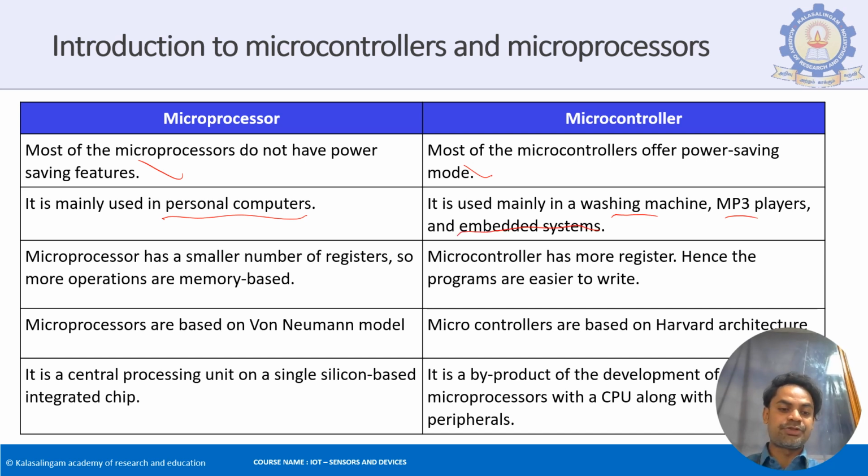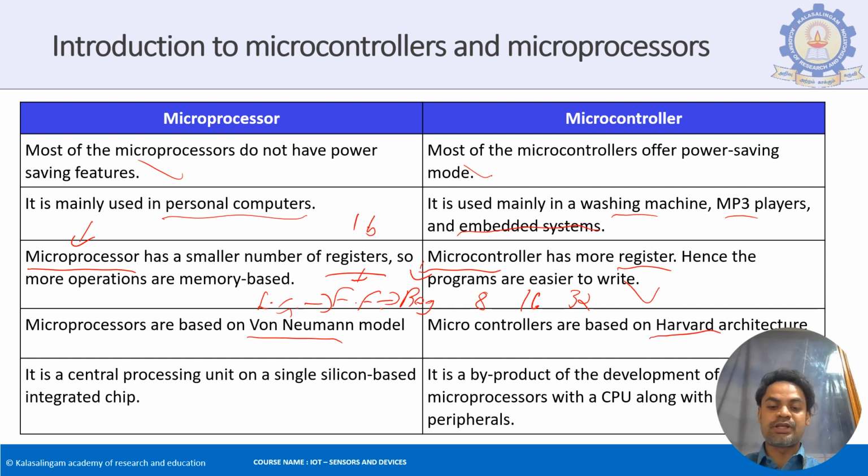Microprocessor has a smaller number of registers. Microprocessor internal registers, as I told you earlier: logic gates combine together to form flip-flops. Flip-flops are used to store 1 bit of data, and flip-flops combined together form registers. Registers can be multiple flip-flops combined together. So these registers can be of 8-bit size, 16-bit size, or 32-bit size, and so on. The registers available for processing data inside a microprocessor are comparatively fewer. But a microcontroller has more of these registers, which are used for programming and making things easier to do. Microprocessor is based on the von Neumann architecture, whereas microcontrollers are based on the Harvard architecture.